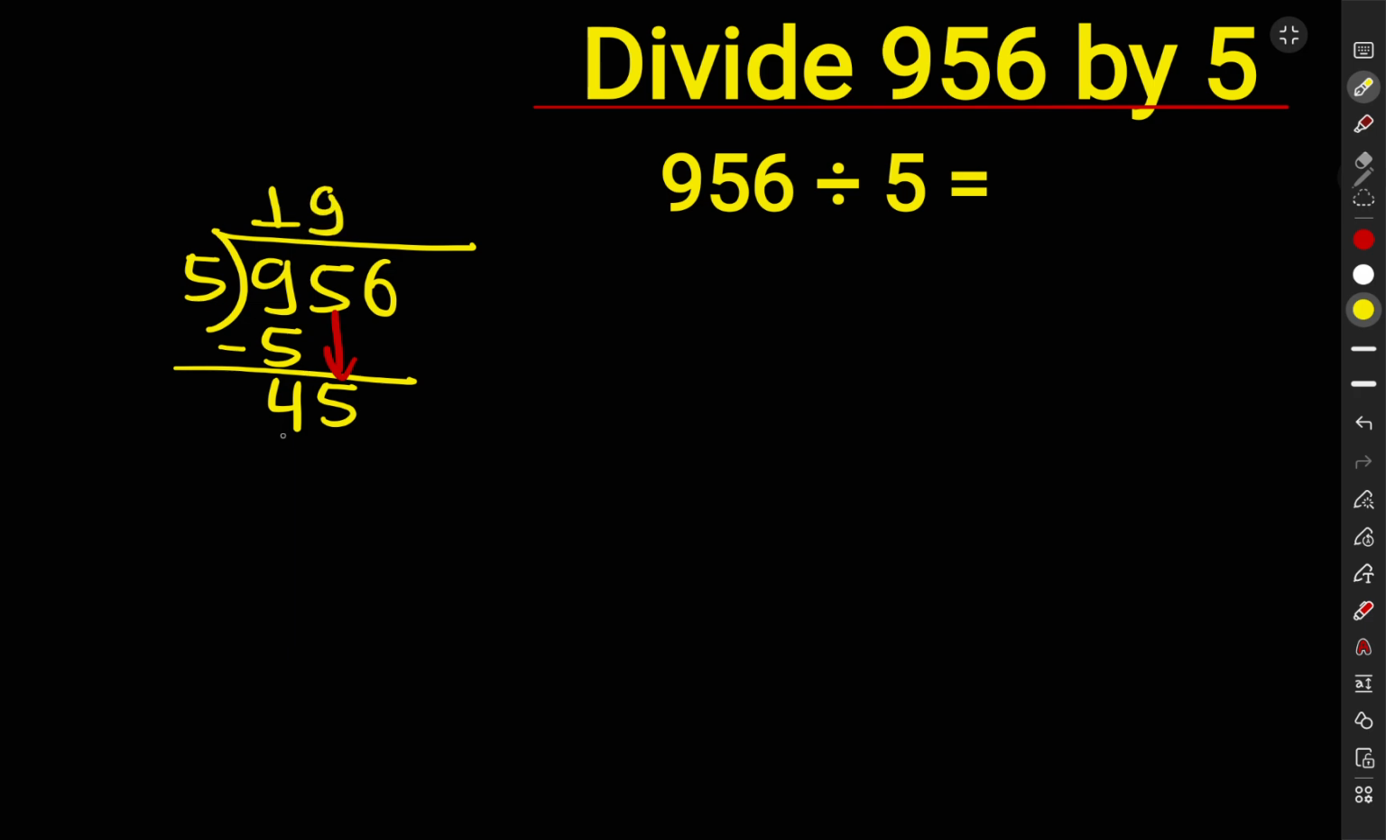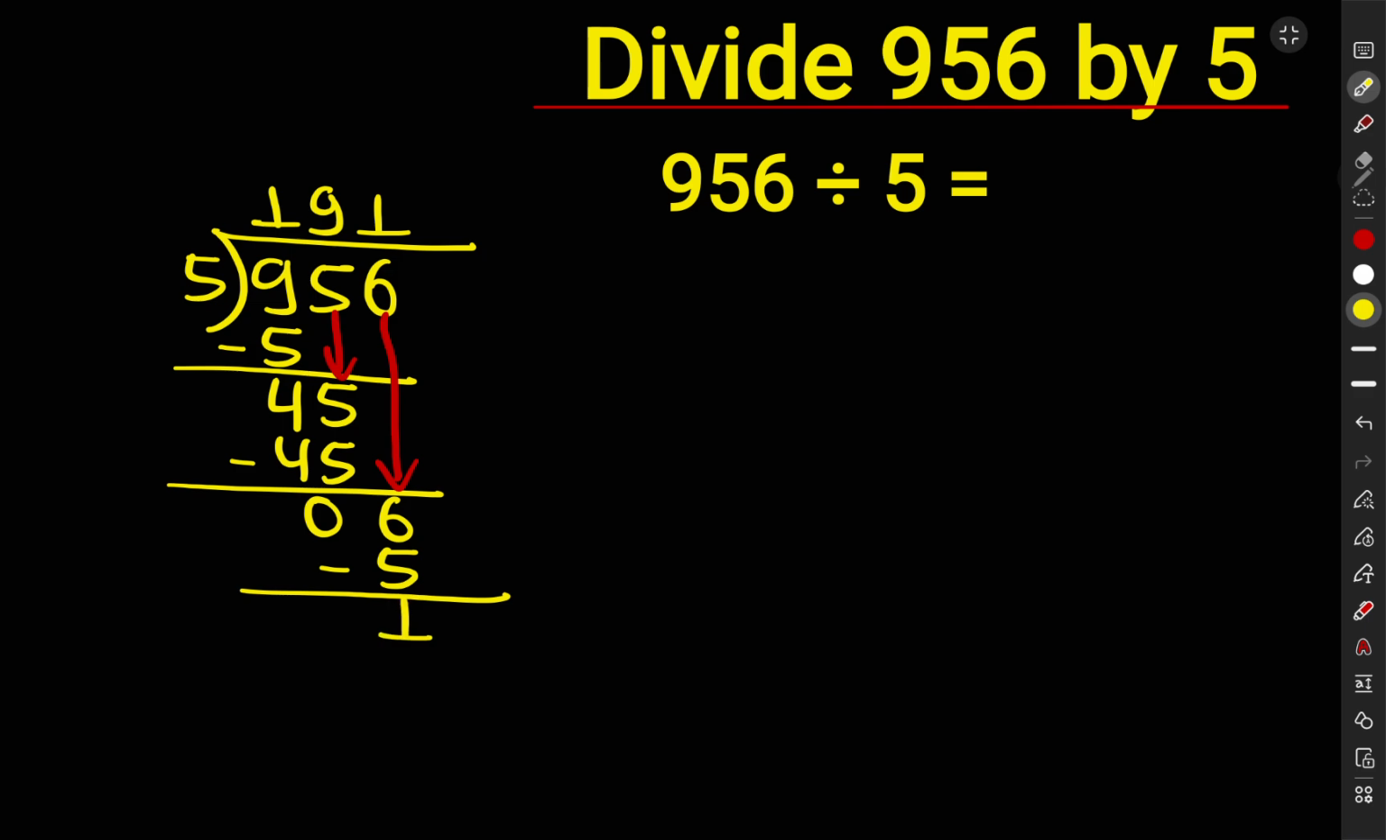5 times 9 is 45. On subtracting we get 0. So again we put down this 6, and 5 times 1 is 5. On subtracting we get 1. So now we have no other number to put down.